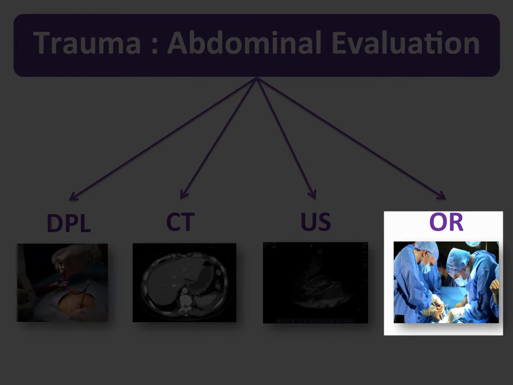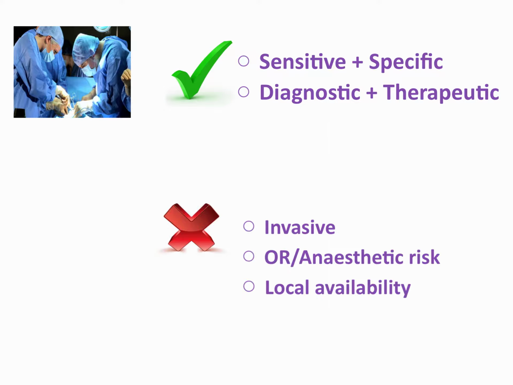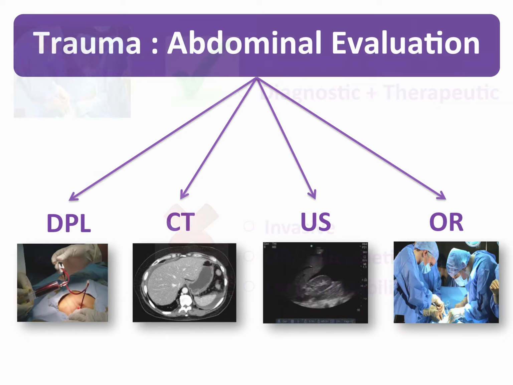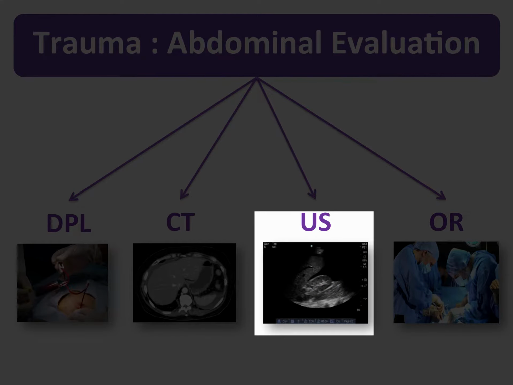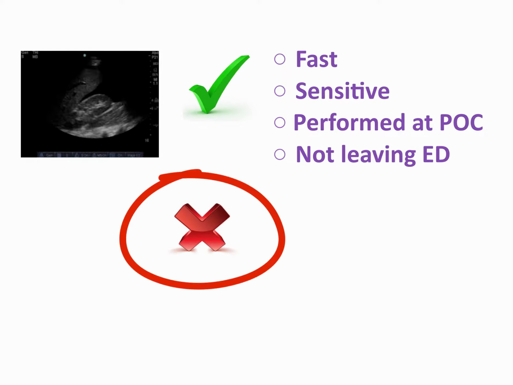Operative exploration is very sensitive and specific. It allows not only a diagnosis but also treatment of injuries. However, it is very invasive and carries with it the inherent operative and anesthetic risks. In smaller centers, an operative approach may not be immediately available. Ultrasound, and specifically your focused point-of-care ultrasound evaluation in trauma, is very fast, sensitive, is done at the bedside, and does not require transport out of the ED. You know the advantages, and chances are if you have spent any time in an emergency department lately, you have seen it in action. But in order to use it safely, we'll need to look at some of the limitations.